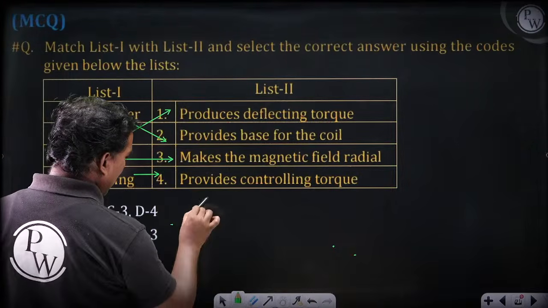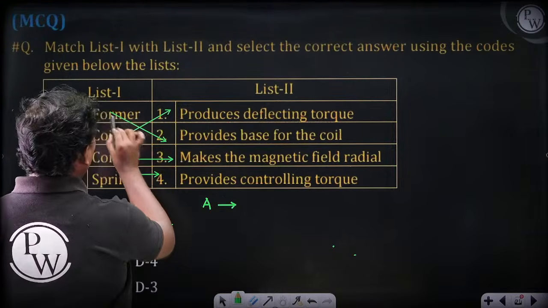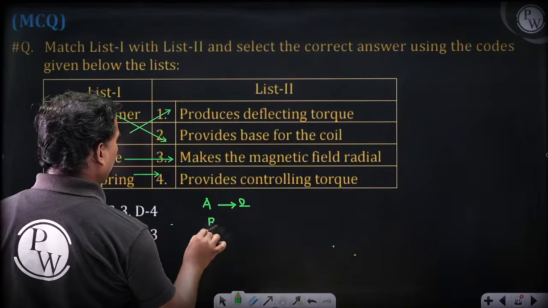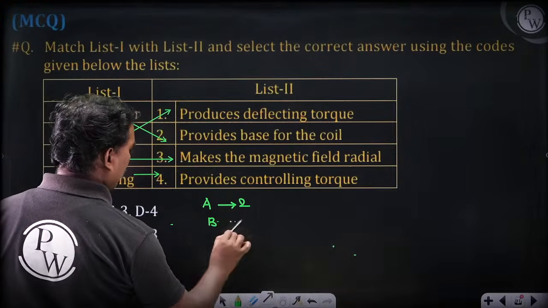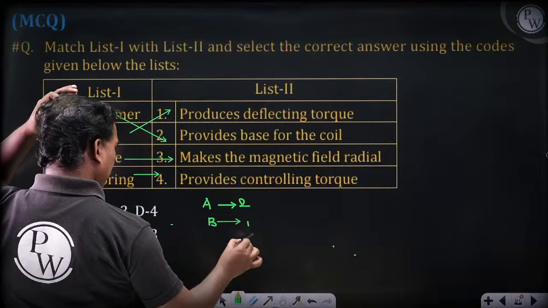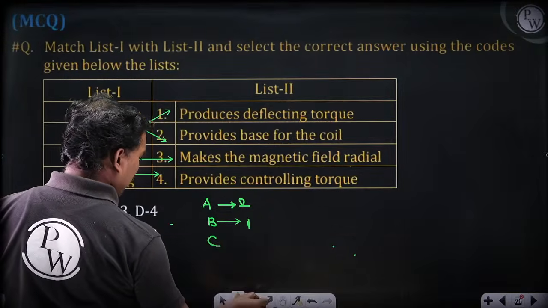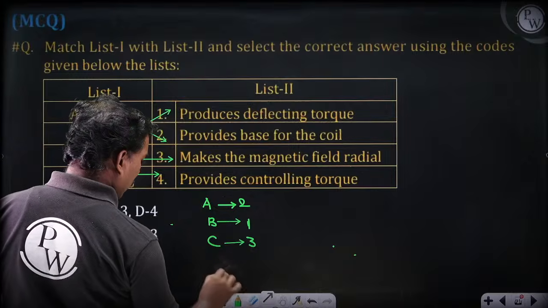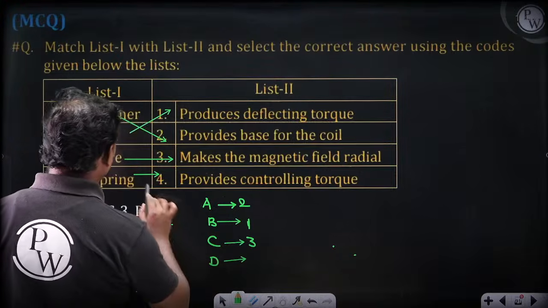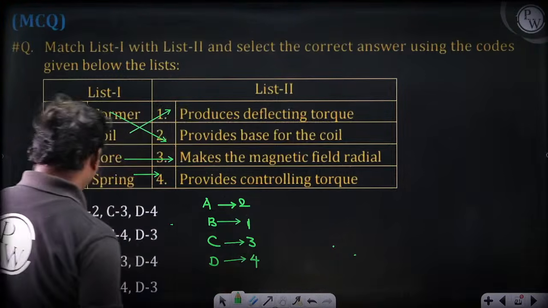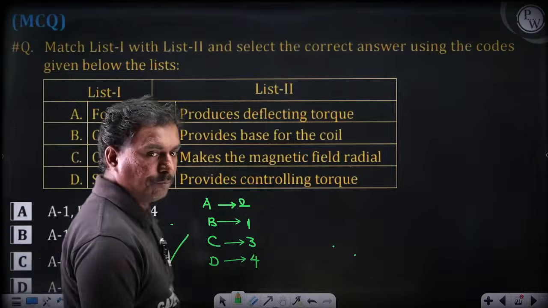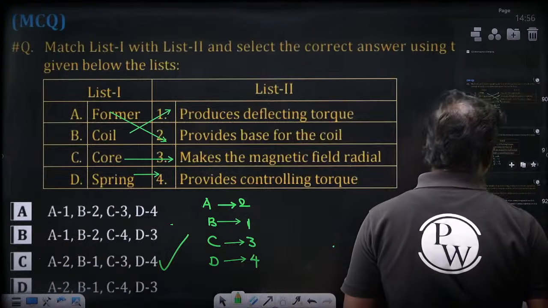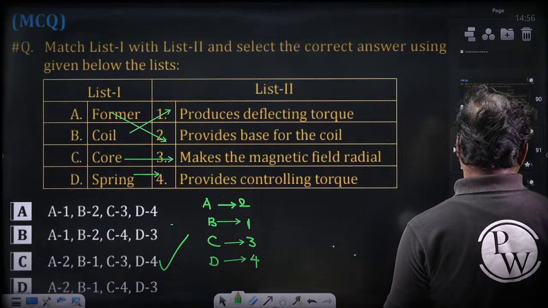So A goes to 2, B goes to 1, C goes to 3, D goes to 4. So 2, 1, 3, 4 is the right answer. Option C. Okay. Is it okay for today?